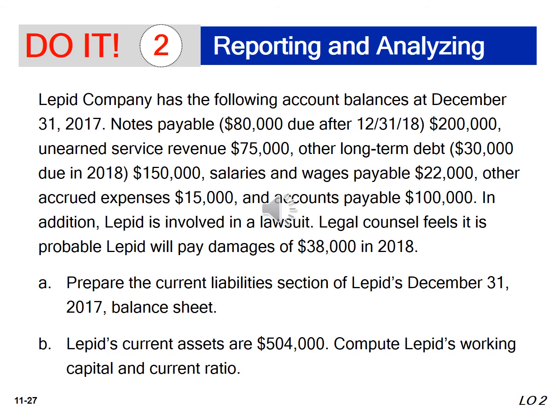In addition, Lipid is involved in a lawsuit. Legal counsel feels it is probable Lipid will pay damages of 38,000 in 2018. A. Prepare the current liabilities section of Lipid's December 31st, 2017 balance sheet. And B. Lipid's current assets are 504,000. Compute Lipid's working capital and current ratio.